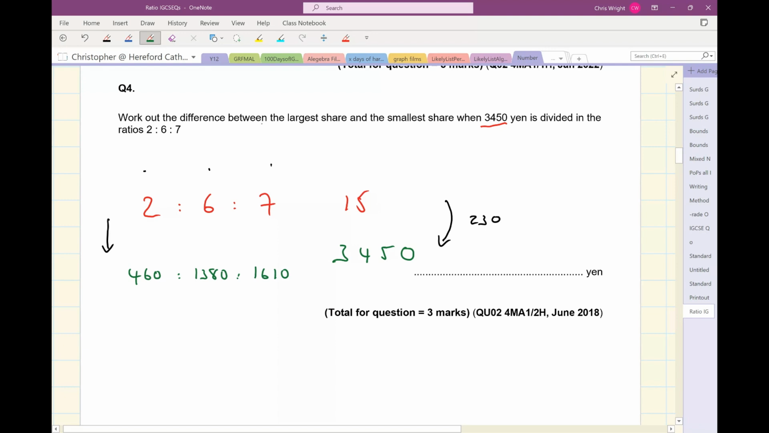Work out the difference between the largest and the smallest share. Well, that's simply going to be the largest share subtract the smallest share. The difference is 1,150 yen.